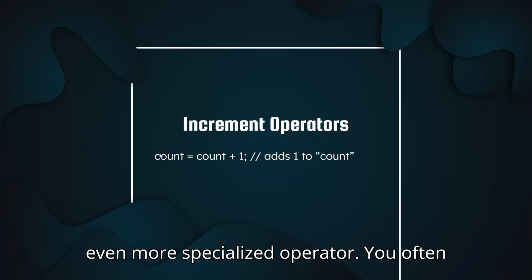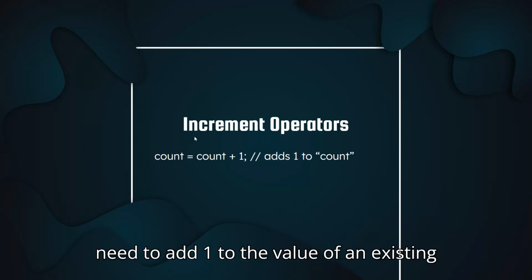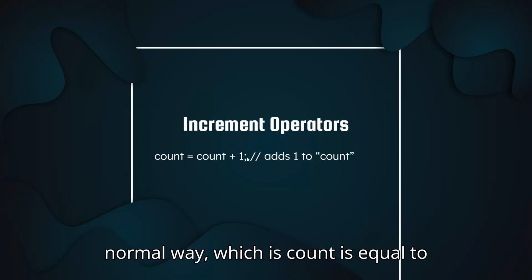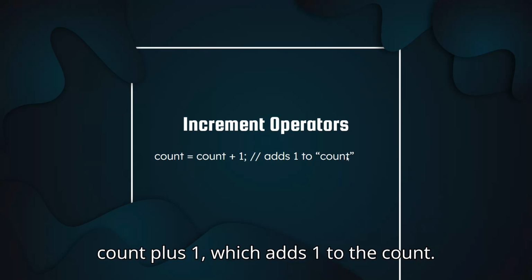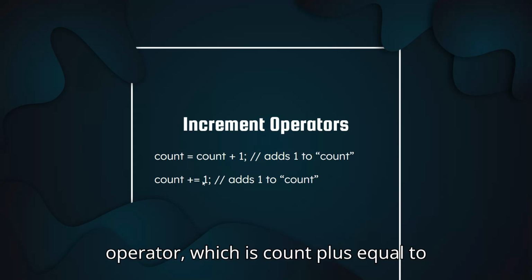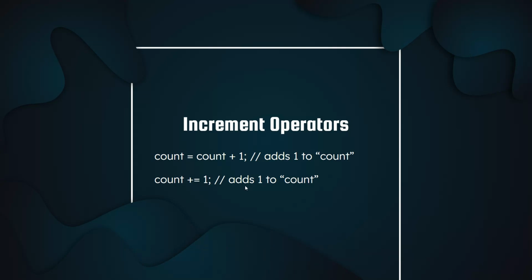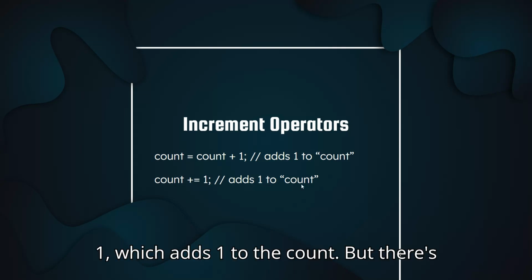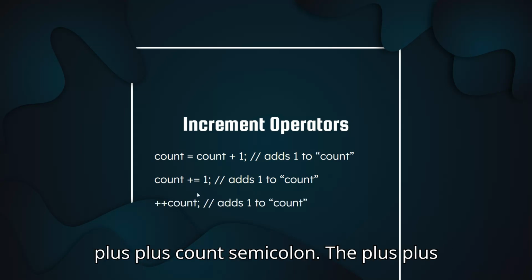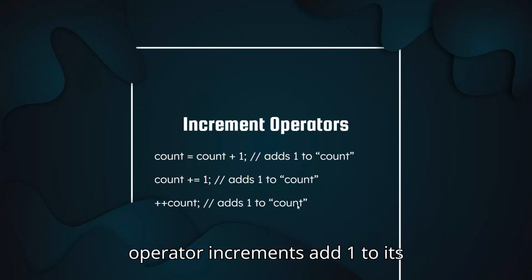Here's an even more specialized operator. You often need to add 1 to the value of an existing variable. You can do this the normal way, which is count equals count plus 1, which adds 1 to the count, or you can use an arithmetic assignment operator, which is count plus equals 1, which adds 1 to the count. But there is an even more condensed approach, which is ++count;. The ++ operator increments, adding 1 to its argument.